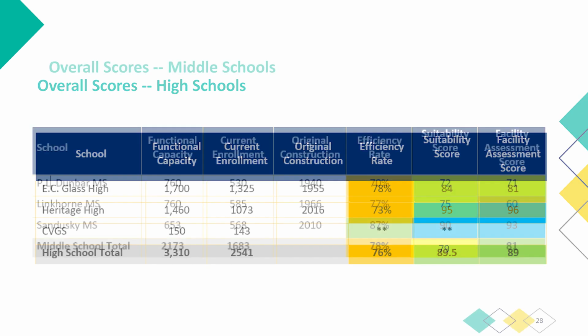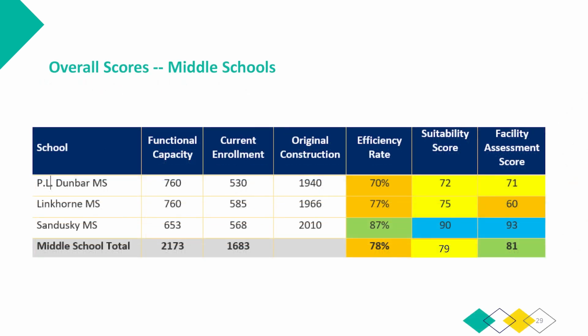All right, middle schools, again, you're looking at something very similar. Dunbar is 1940 original construction of what buildings are there that remain. Efficiency rate of 70, 77, and 87 for Sandusky Middle School. Suitability scores are a little different. You would expect that out of Sandusky being the second newest facility in the division. And again, your suitability scores, that 79 is largely due to what's going on at Dunbar.